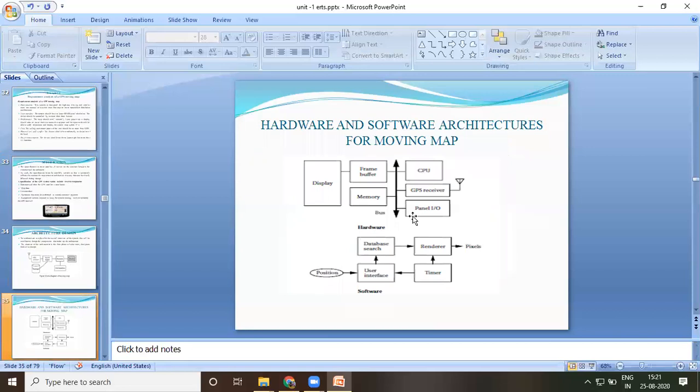The next one is the hardware and software architecture for the moving map. In this we are going to see the hardware and software components. The hardware means the display, frame buffer, memory, CPU, GPS receiver, and the panel I/O. The software includes position, the database search, the user interface, and the renderer. So these are all the hardware and software components.